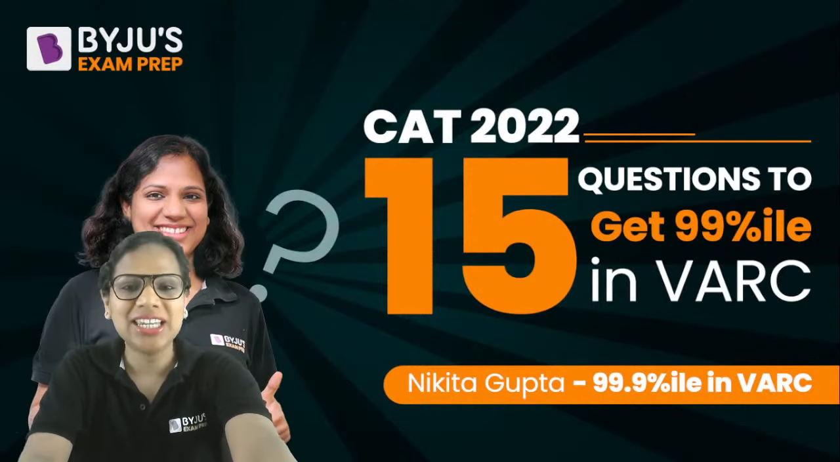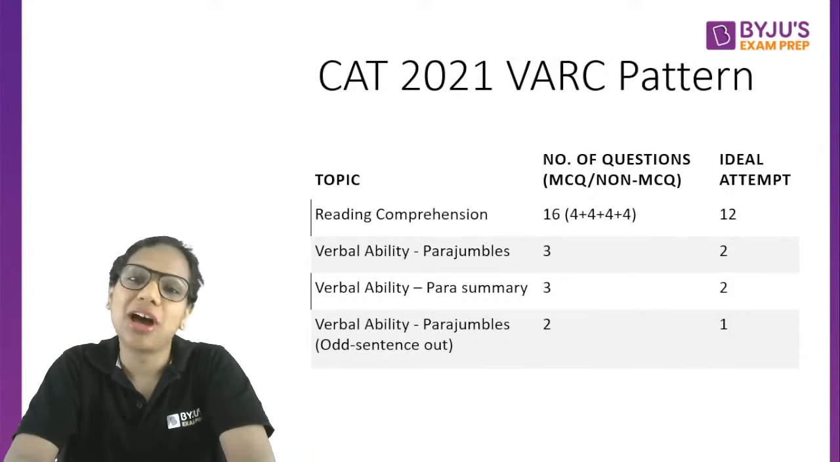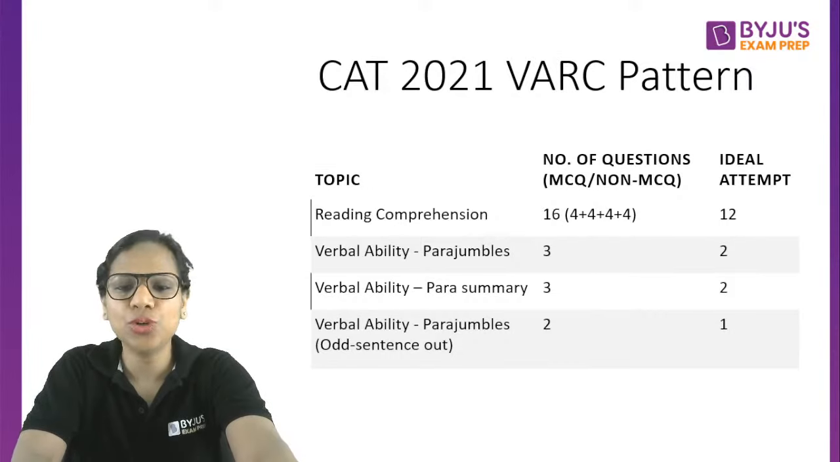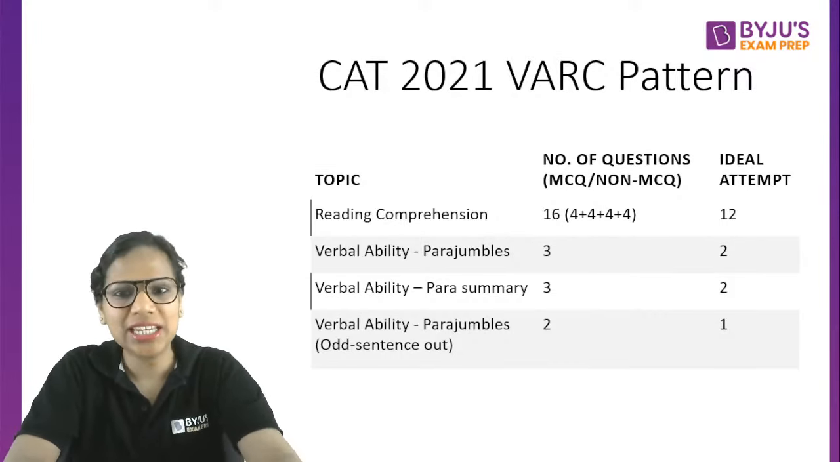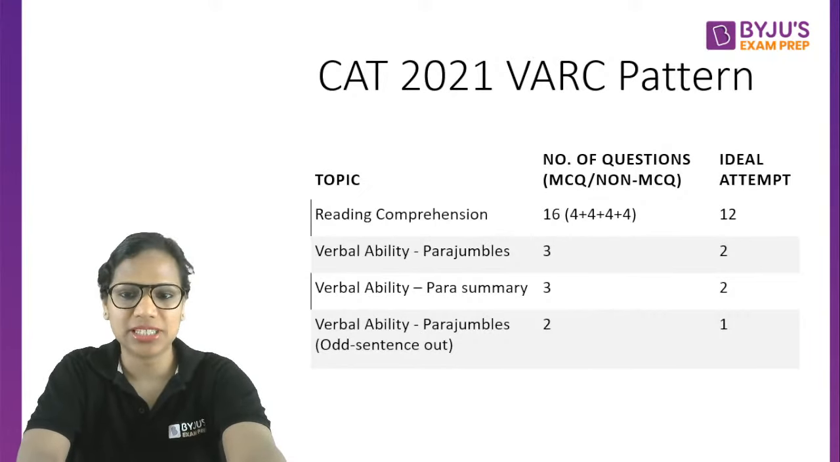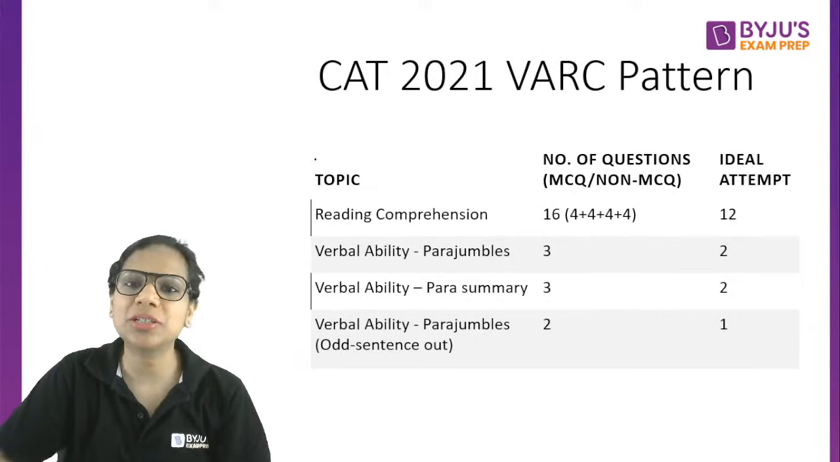So let's begin this discussion. Now, the discussion should always start from what all has come in the past, what all has been asked in the past. If you look here carefully, we broadly have four question types: reading comprehension, parajumbles, parasummary. In parajumbles, you have two types, sequence parajumbles and odd sentence out parajumbles. So all of us know this much. If you've started preparing, then of course you must have seen the past year's paper pattern.